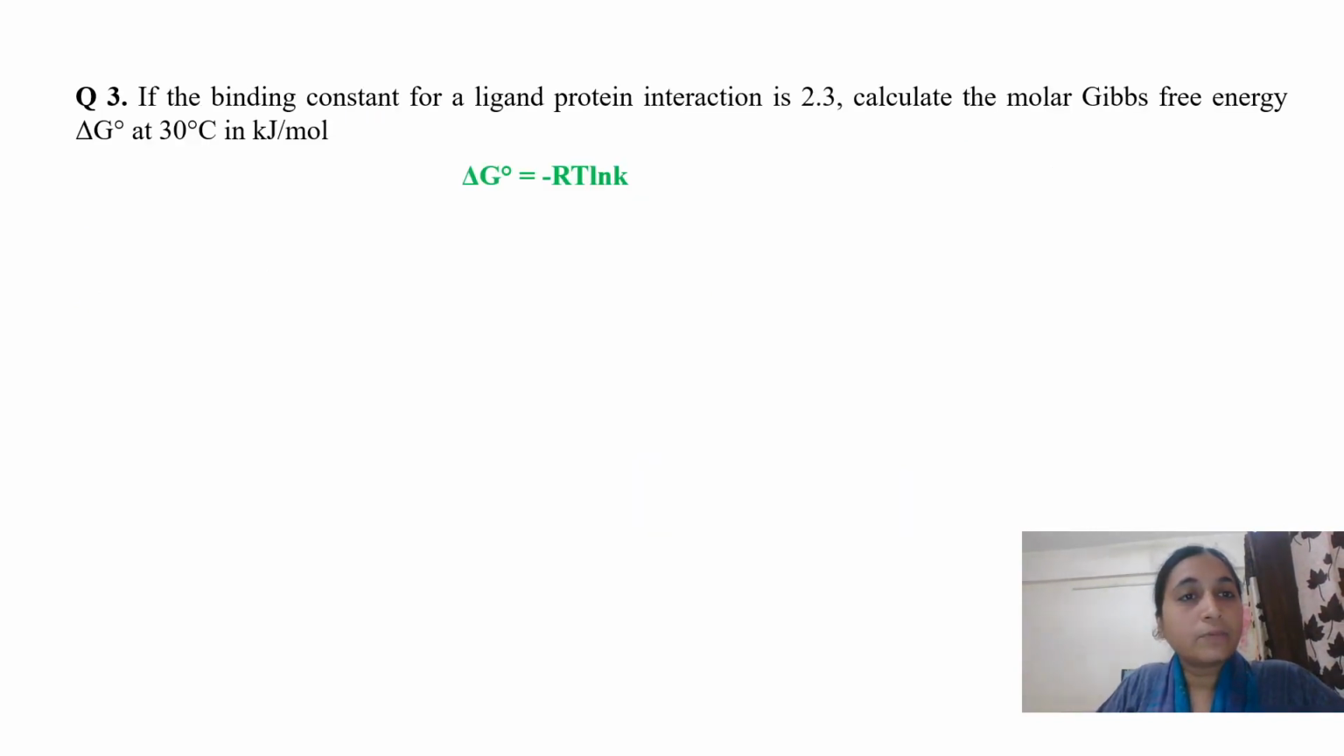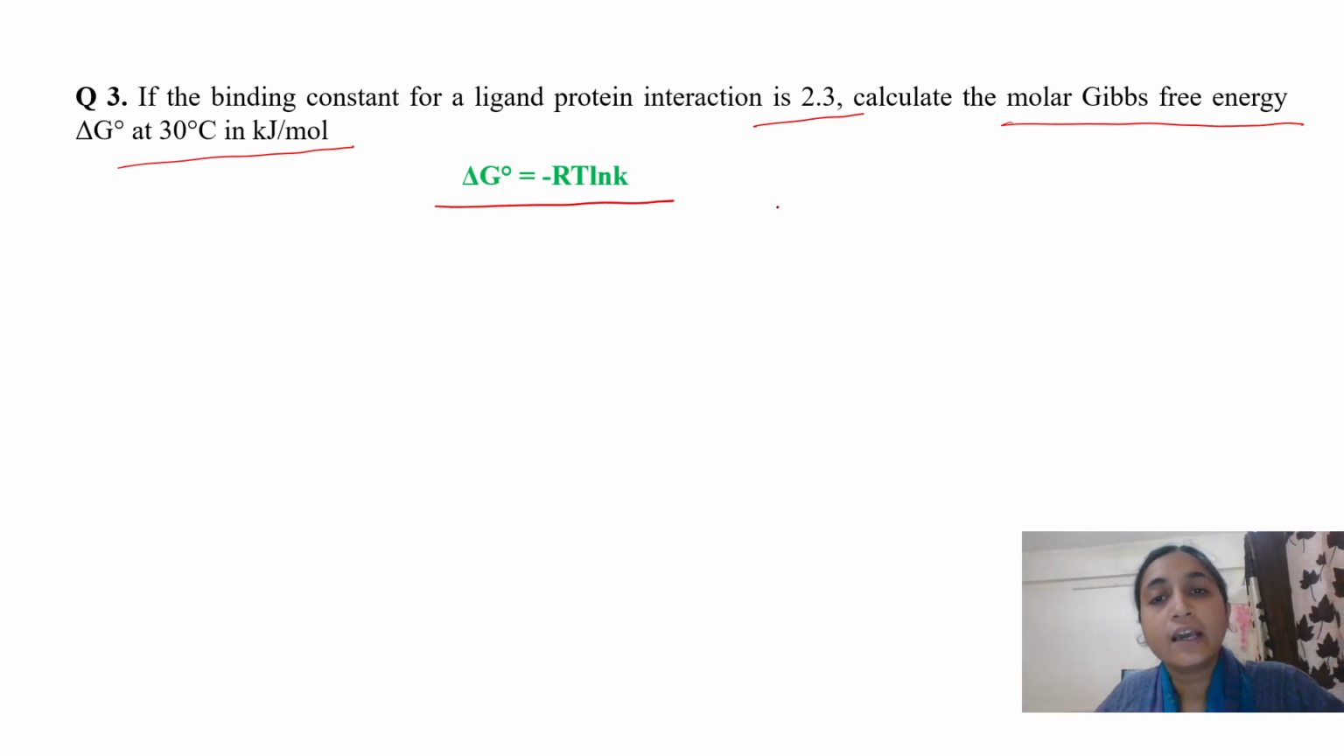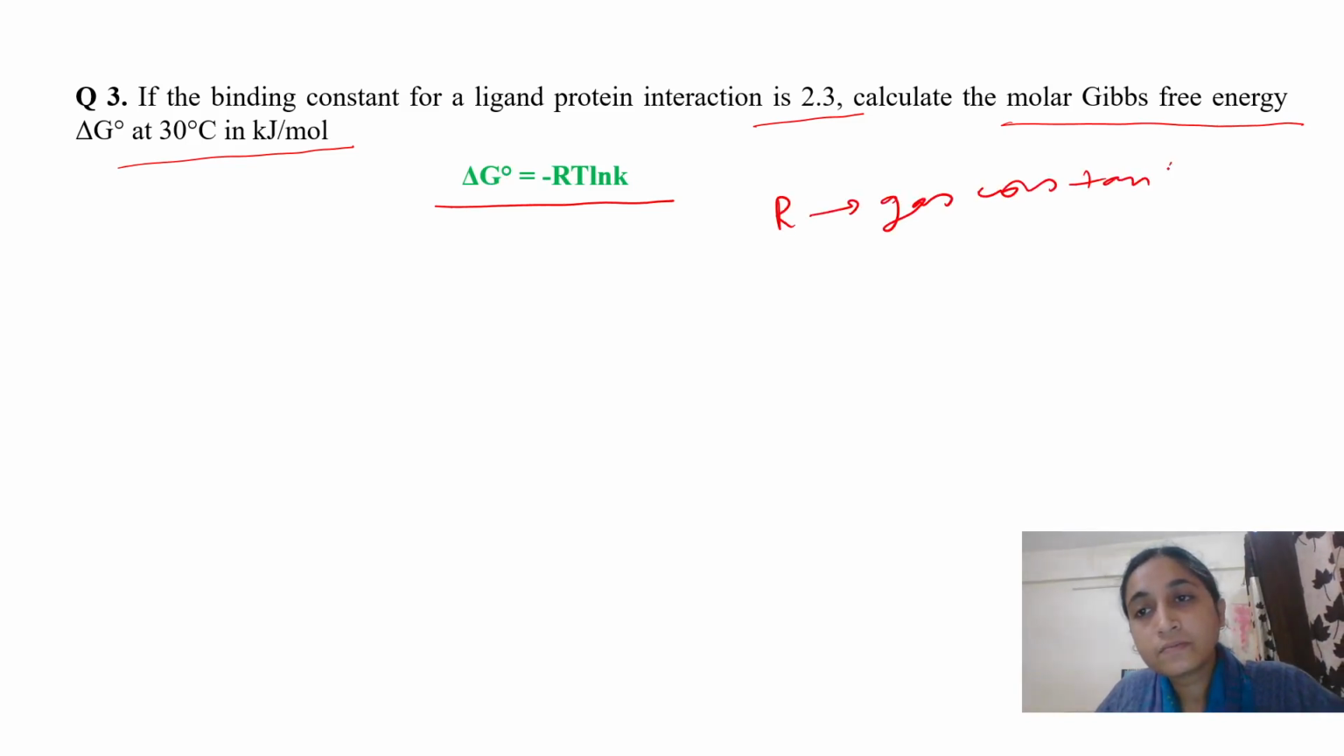Now question number 3. If the binding constant for a ligand protein interaction is 2.3, calculate the molar Gibbs free energy at 30 degrees in kilojoule per mole. We know the formula: del G naught, the Gibbs free energy, equals minus RT ln K. R is the gas constant, which is equal to 8.314 joule per mole.